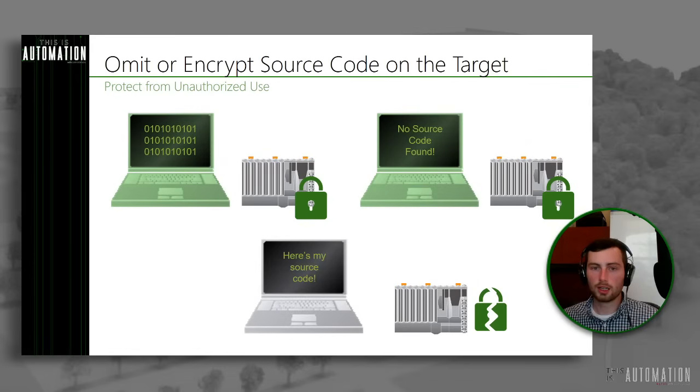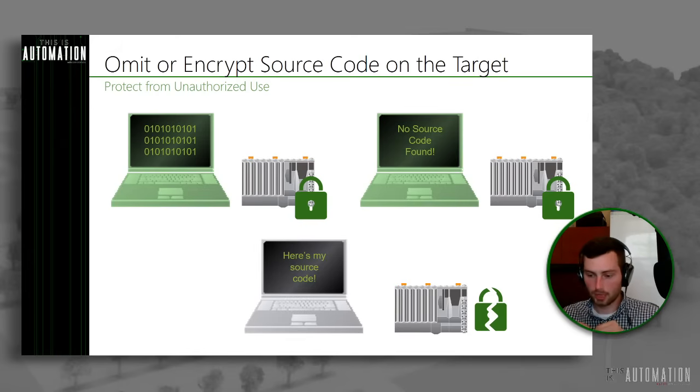So moving on, this is somewhat analogous to the one that we just talked about. This is omitting or encrypting source code on the target, or on the PLC. I mentioned that everything running on a B&R PLC is going to be compiled binary. It's always compiled code, always binary. You can't read it. You're going to have a heck of a time trying to reverse engineer it. But there is an option, for good reason, to transfer your source files onto the PLC.